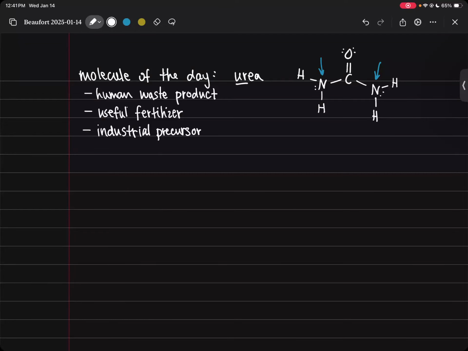Because of that, it's very useful as a fertilizer. Nitrogen is sort of like the fertilizer atom or the fertilizer element. And because urea is so easy to get and so cheap, it is often used as a fertilizer. And it's an important industrial precursor, as are a lot of small molecules like that.